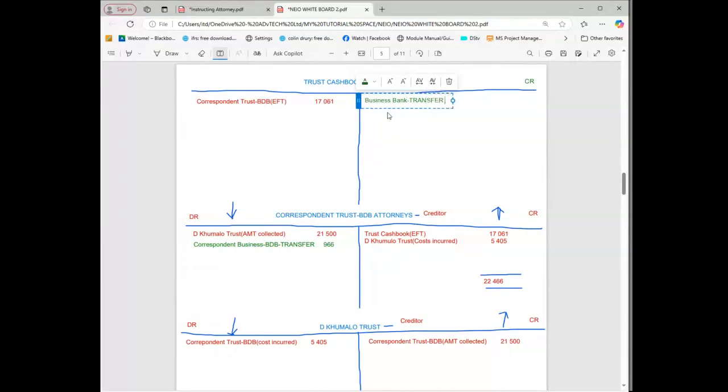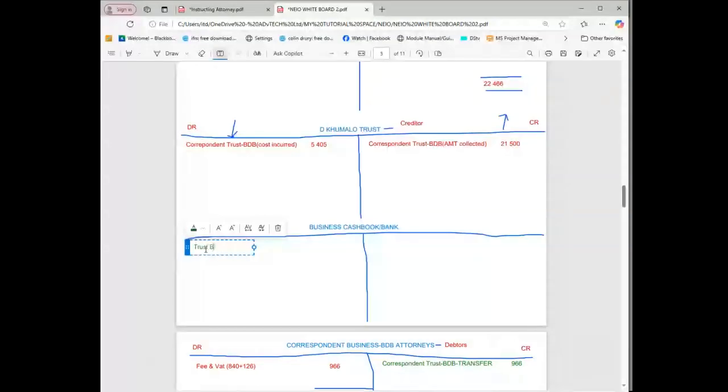Okay. We're going to the credit side of the trust cash book. And then where do we go from here? Now we go to the business cash book. We're going to the debit side. No, we're going to the credit side because money's coming in. No, on the debit side, you're correct. On the debit side, ne?